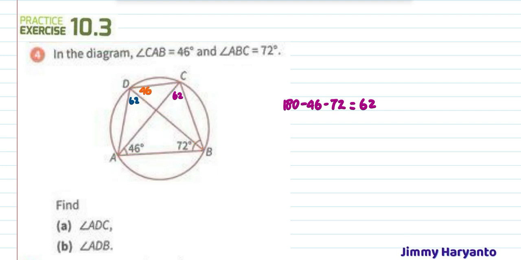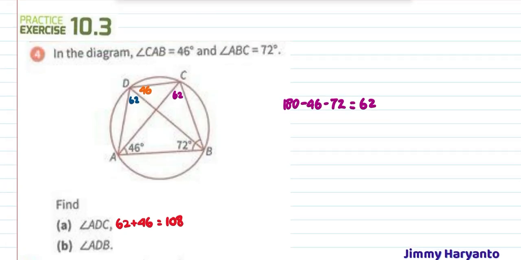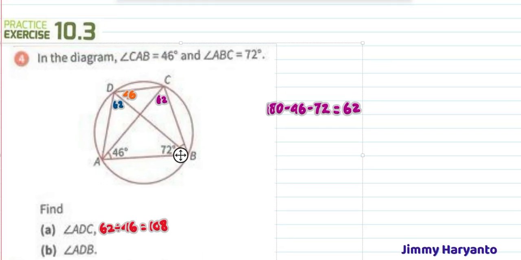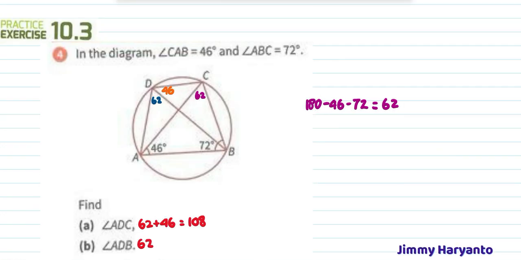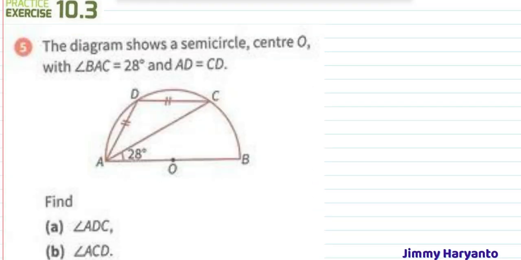Okay, and then the question wants you to find ADC. ADC is 62 plus 46 equals 108. And then ADB, we already have ADB. It's 62. Oh, sorry, 62. Next is question 5.